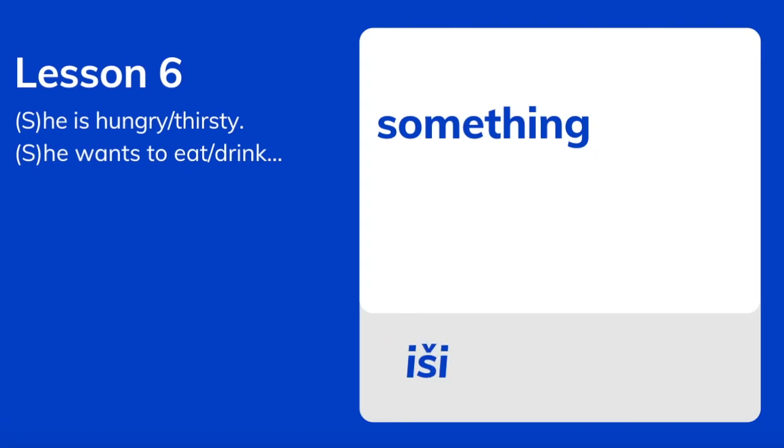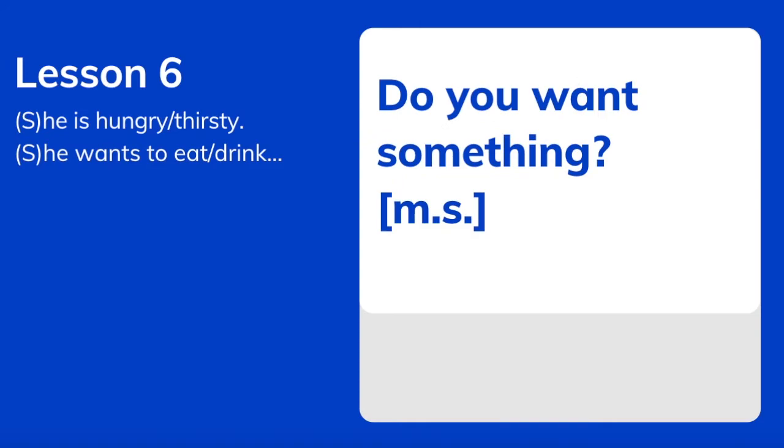All right, now I want to form some sentences from words that we know. But in order to form these sentences, you're going to have to learn one new word, and that is ishi, which means something. So how do we say, do you want something to a male? Biddek ishi?